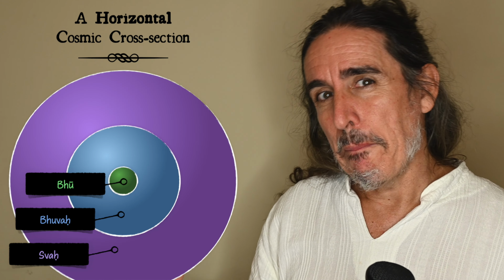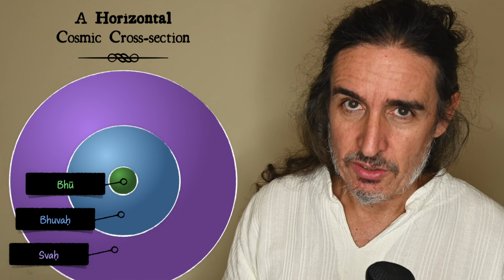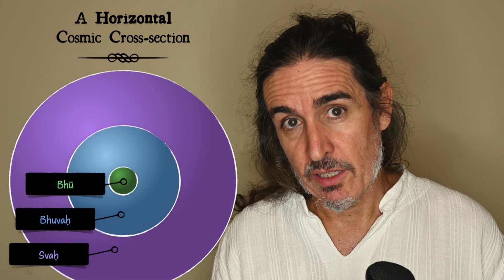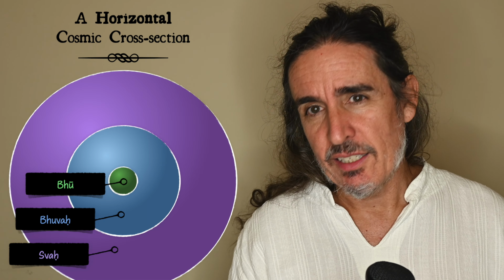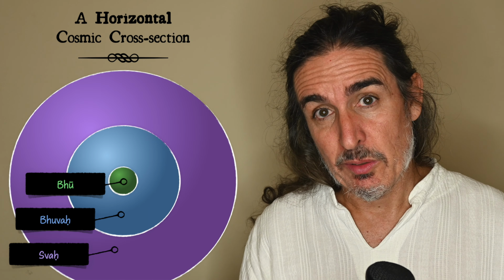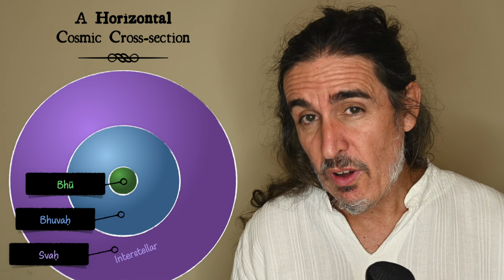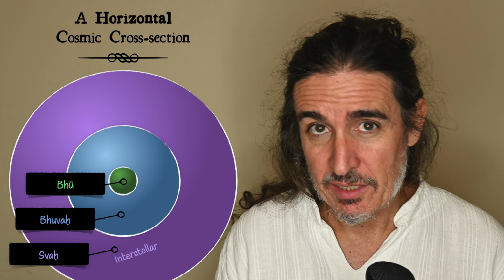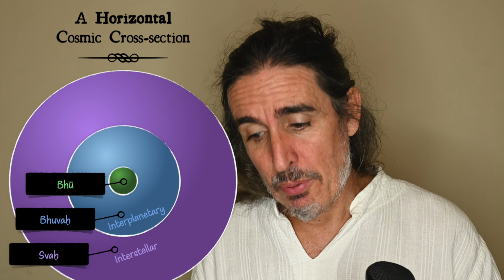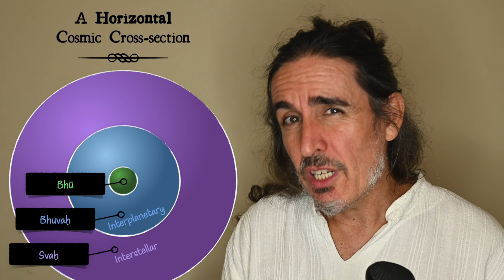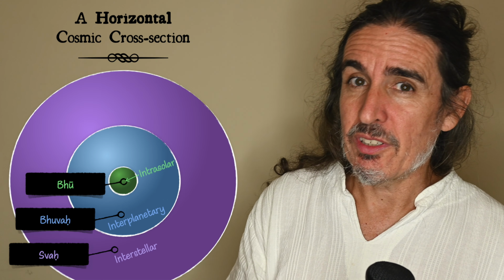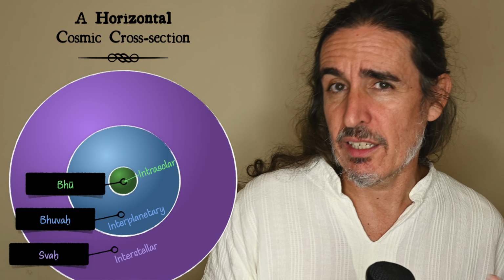First of all, just to orient ourselves, here is a cosmic horizontal cross-section. It has three major sections to it: Bu, Bhuva, and Swa. Swa is the interstellar space. Bhuva is interplanetary space. And Bu is intrasolar space, in other words, the area between us and the sun.